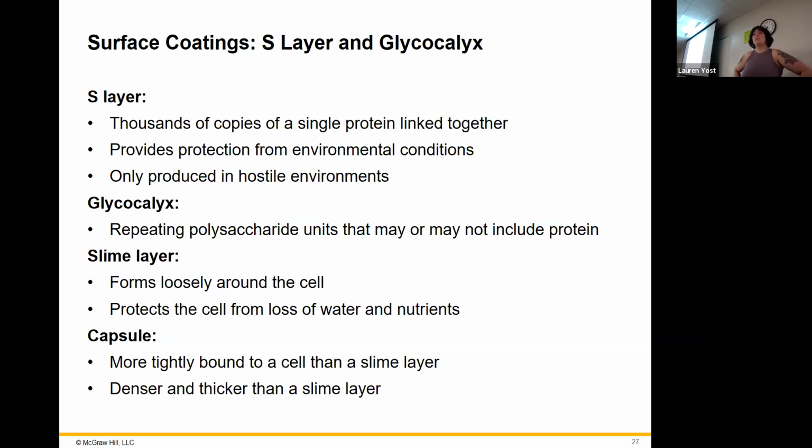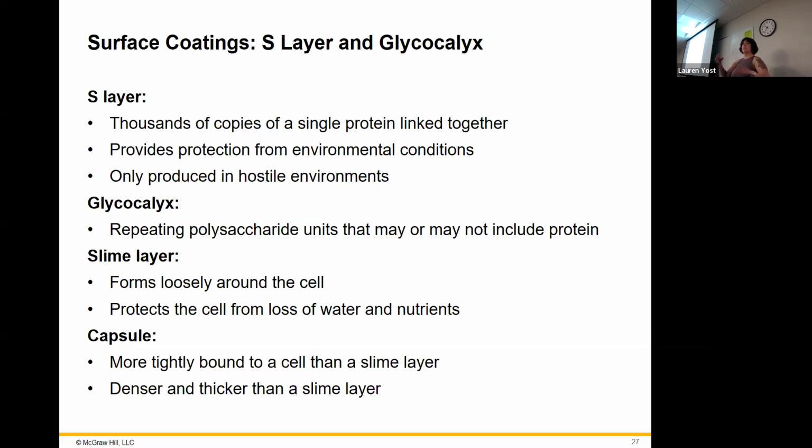All right, surface coatings, S layer and glycocalyx. I'm not really ever going to talk about the S layer because I don't know a whole lot about it. But it's like a protective sort of layer. Cool. I'm not going to ask you about it. I will ask you about other glycocalyx ones, the slime layer and the capsule, and specifically the capsule.